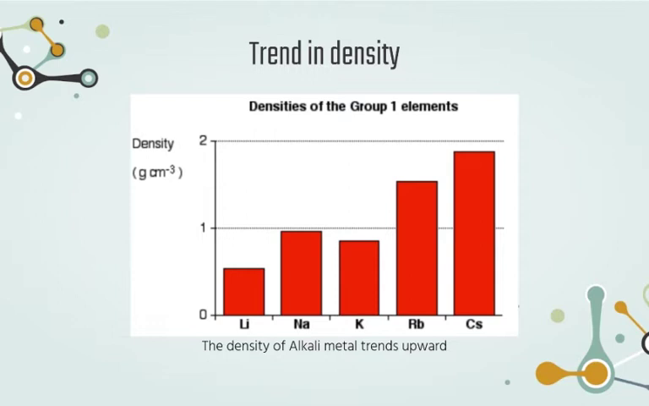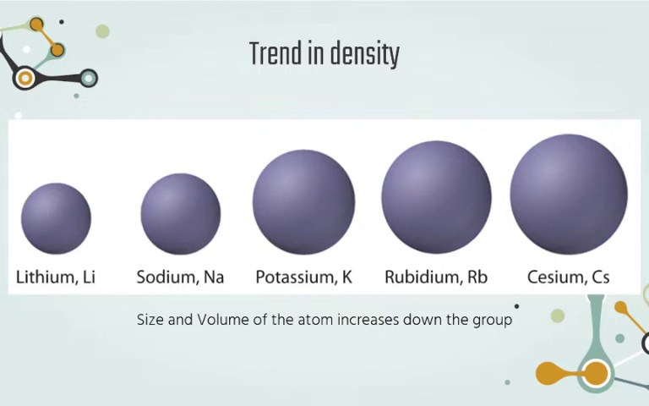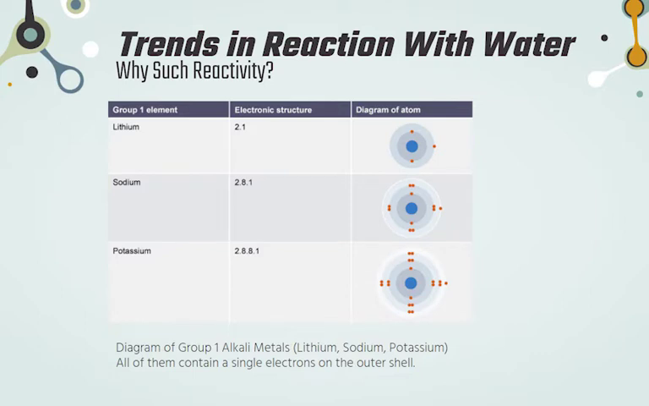The size of the atom increases down the group, and the volume of the atoms also increases, making the density trend upward. As you can see from this diagram, potassium has an abnormal increase in both size and mass, making it an exception from the trend in density. And from this diagram, you can see an example of sodium having the smallest ionization energy, which means that it requires less energy to remove the valence electron since there's only one electron in the valence shell.